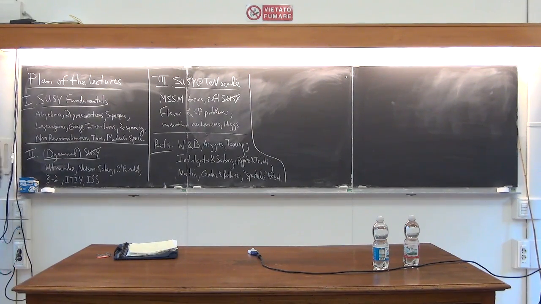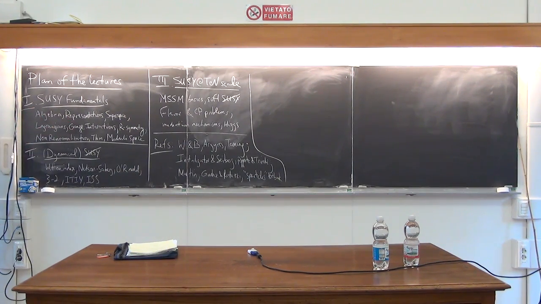I was told that the class would be mostly first-year PhD students. So I'm not assuming you've seen supersymmetry before. I'm really going to start from the beginning. I will assume that you have seen quantum field theory and the basics of representation theory and the Lorentz group, but I won't assume anything about supersymmetry. So we'll really start at the beginning.